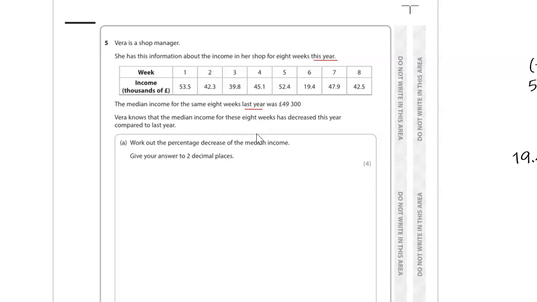Vera knows that the median income for these 8 weeks has decreased this year compared to last year. Work out the percentage decrease of the median income. Give your answers to 2 decimal places. Okay, so let's break this down and obviously read it again. Read it again to yourself 3 times before you decide what you're going to do first. This is quite a scaffold question. There are distinct steps to it.